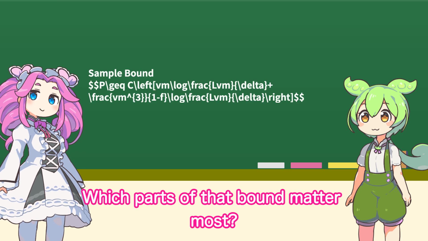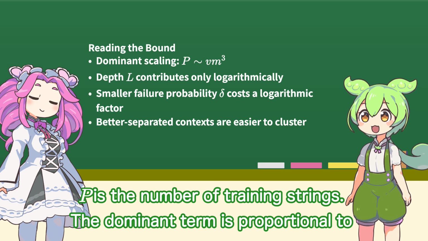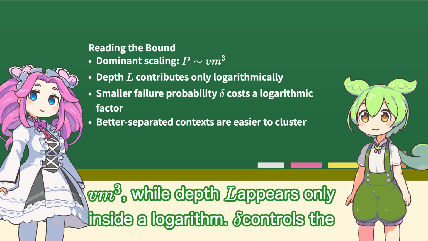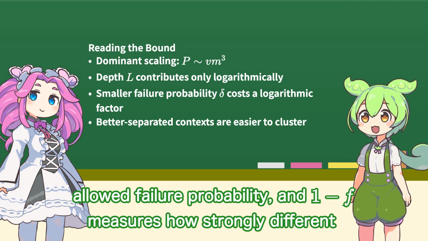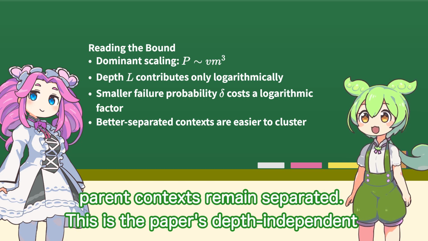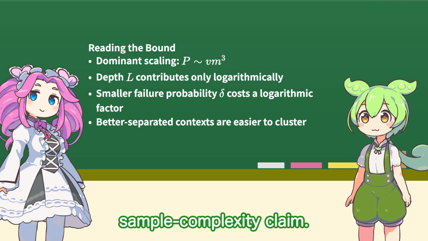Which parts of that bound matter most? P is the number of training strings. The dominant term is proportional to v times m cubed, while depth L appears only inside a logarithm. Delta controls the allowed failure probability, and 1 minus f measures how strongly different parent contexts remain separated. This is the paper's depth-independent sample complexity claim.